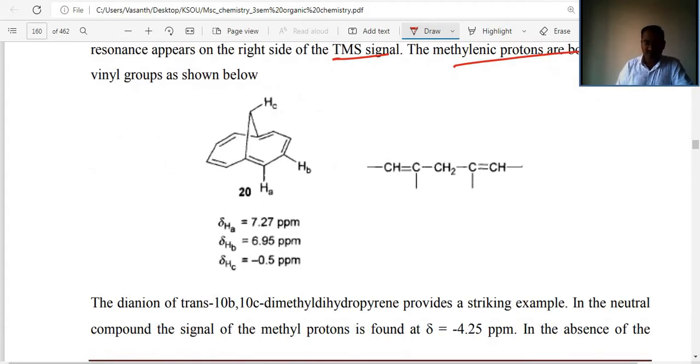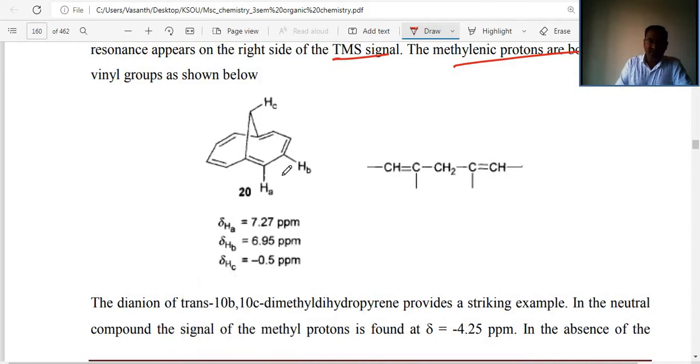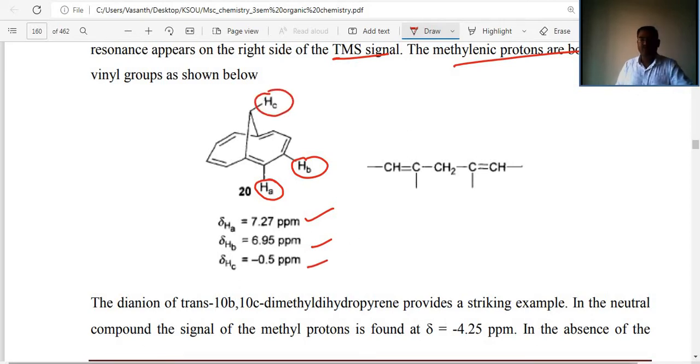This is what the structure is. What is the value of this? 7.27. It means here 6.95. What about that? The bridge CH2 is what? Minus 0.5 ppm.